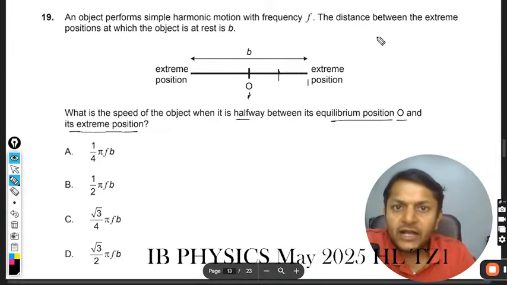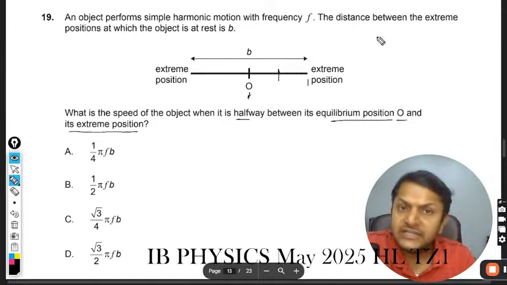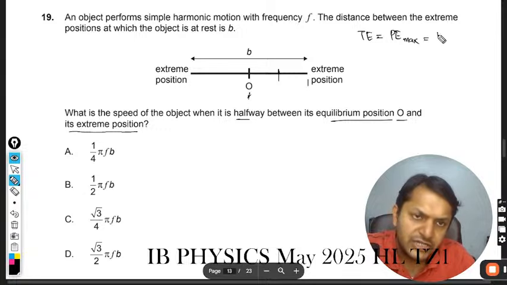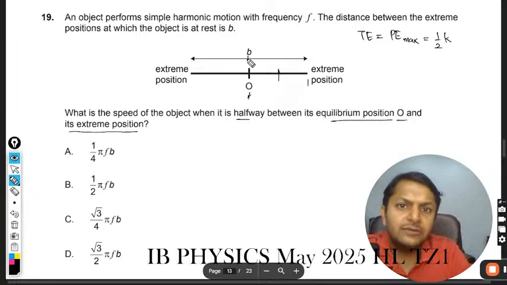So we would be applying our concept of the energies in simple harmonic motion. The first concept is that the total energy in simple harmonic motion can be found by finding the maximum potential energy, and the maximum potential energy is half k times the extreme position squared, which will be taken as b by 2.